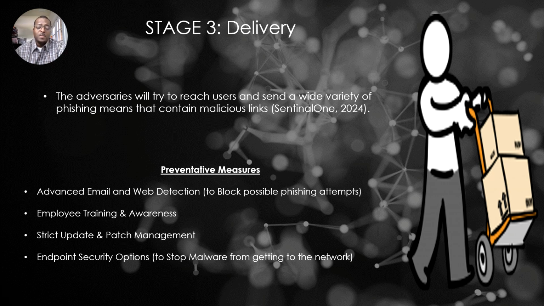Stage 3 of the cyber kill chain model is delivery. This is where the threat actor or attacker finds a way into the organization, and that's usually through employee emails. The preventative measures that organizations can use include advanced email web detection. This blocks possible phishing attempts.